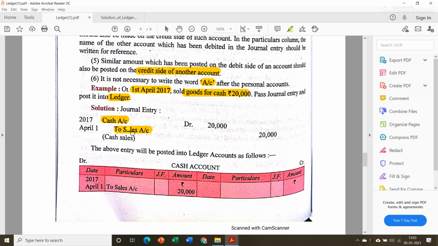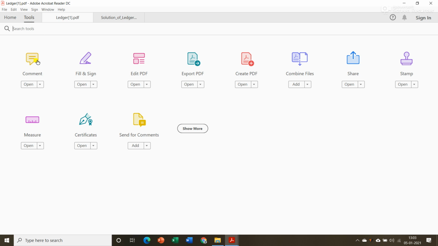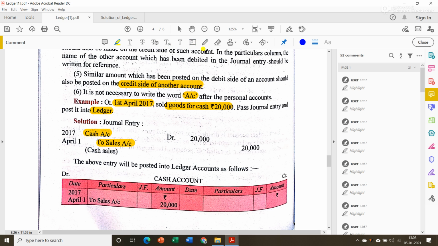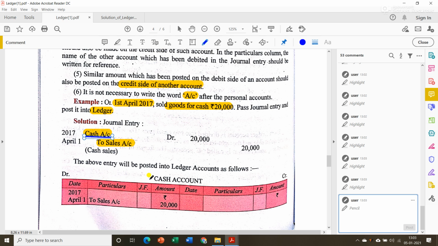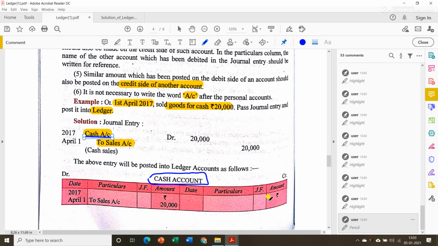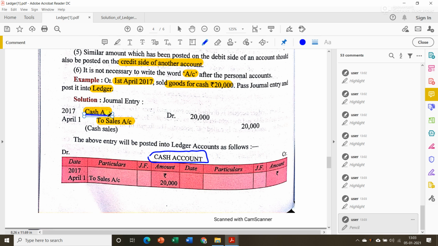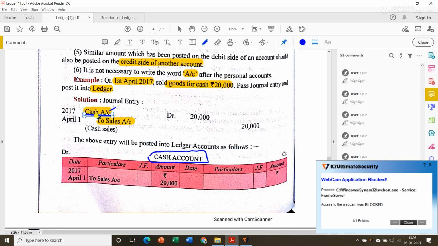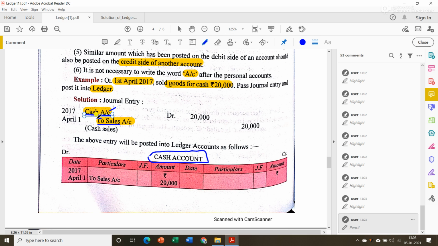So this is our journal entry. Now we have to post it in the ledger. Let us see how we are going to do that. See here, first on the debit side we have cash account, so we will prepare one cash account in the ledger. This is our cash account and this is the pro forma of the ledger. Since we are preparing the cash account, the other account related in this journal is the sales account. So we will write on the debit side, to sales account, amount 20,000. Finish. I hope it is easy.